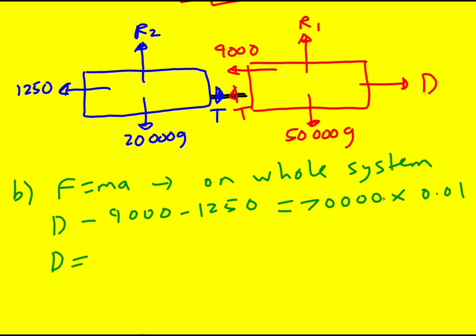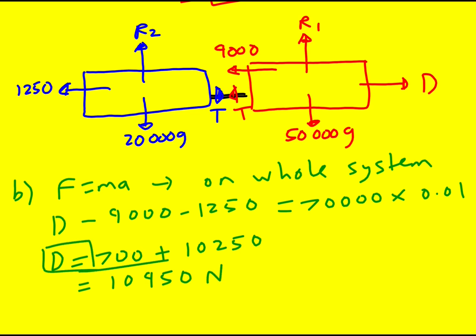So actually I can do that. It's just going to be 700. And I'm going to add on 9,000 and 1250. So it's going to be 10,250, which gives 10,950 as the driving force. I never actually technically defined it, so I'm just going to write it in.